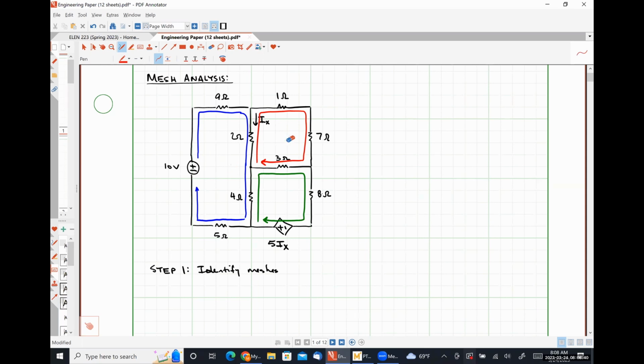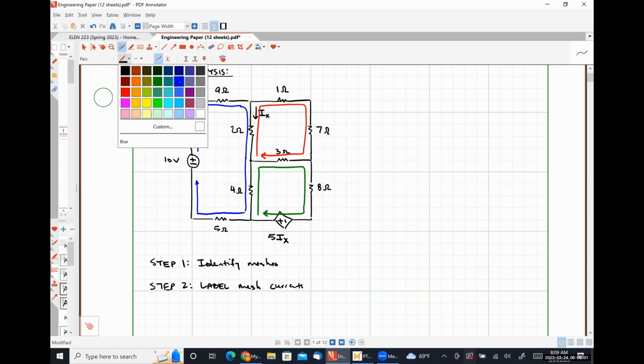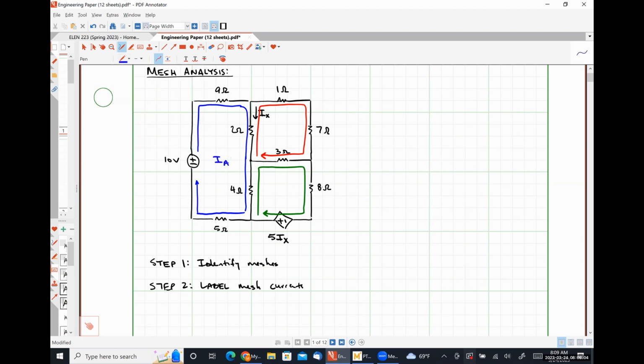Okay. Our second step will be to label our mesh currents. So I'm going to call this current IA. This mesh will carry a current IB. And this mesh will carry a current IC.